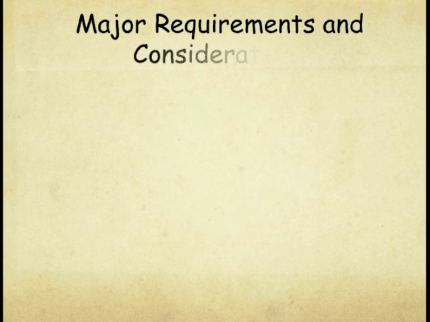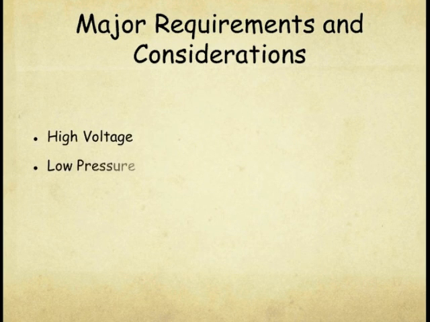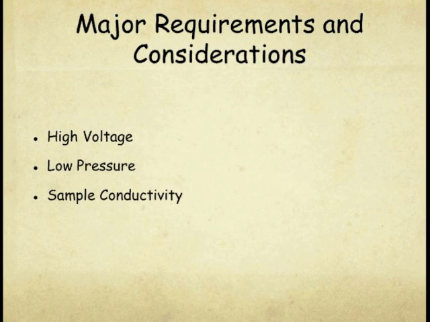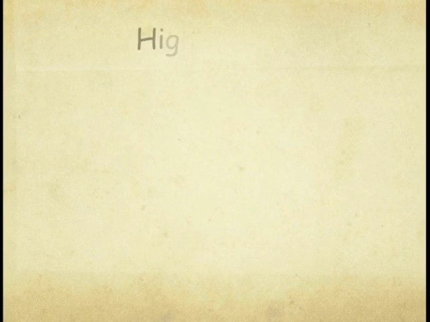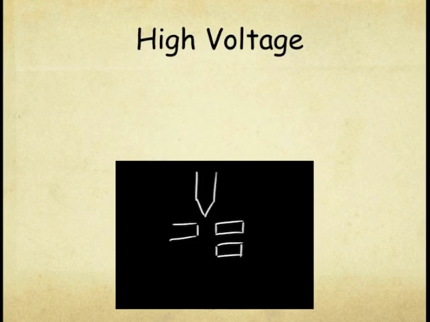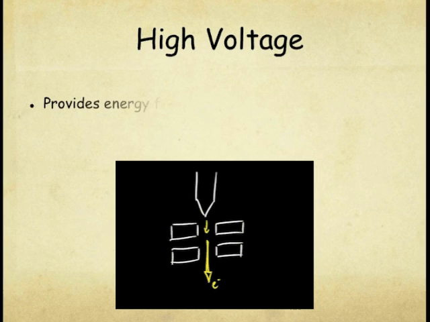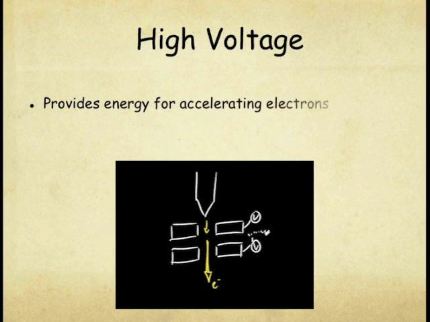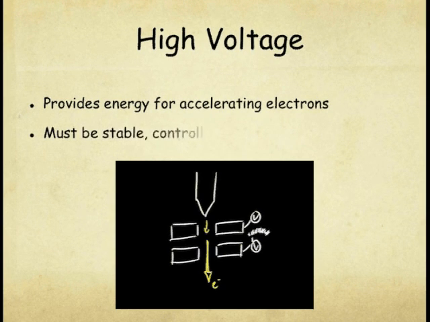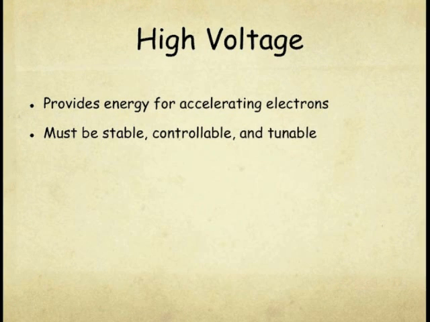Lastly, we need to discuss some of the major requirements and considerations for effective use of an SEM. Again, they are high voltage, low pressure, and sample conductivity. We already learned about the electron gun and the fact that it requires high voltages in order to establish large accelerating voltages and electron energies as they move towards our sample. Thus, a stable, controllable, and tunable high voltage source is a necessary requirement for good SEM operation.